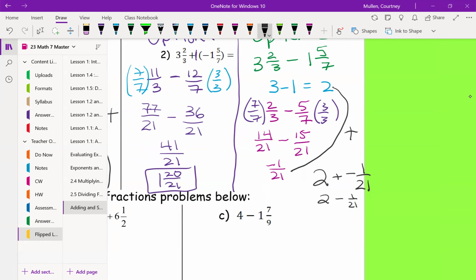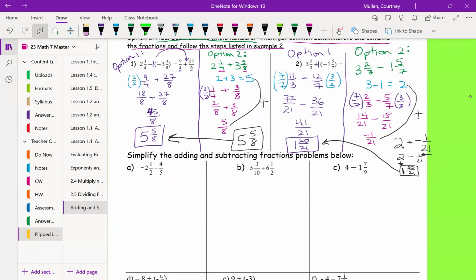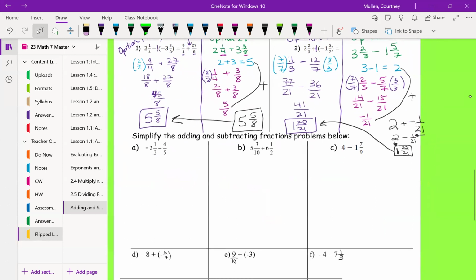So if I'm taking 2 and I'm subtracting a bit, I know that my whole number has to go down to 1. But then how many 21sts make a whole? Well, 21 do. Well, how many do we have right now? We only have 1. So the amount that's missing is 20 of them out of 21. And then we end up back where we started. Now it's your turn. Choose one of the options and try A and B. Pause the video.